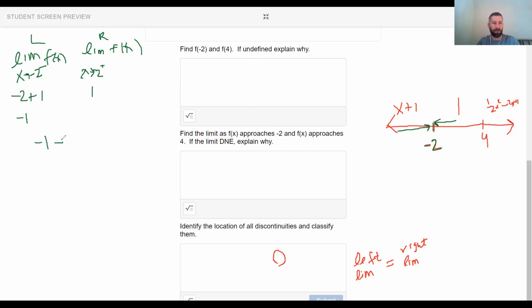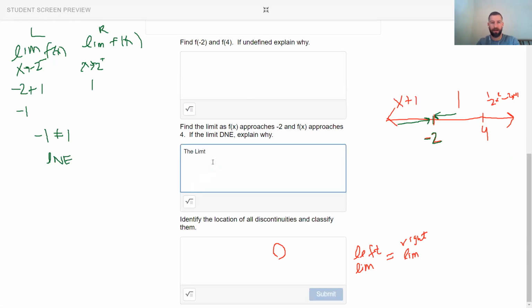And we can see that -1 is not equal to 1. So right away, we can see that case where we have a limit that does not exist because those limits are not equal. So for this number 2, I'm going to say the limit as x approaches -2 DNE, does not exist, because the left-sided limit and right-sided limits do not agree.